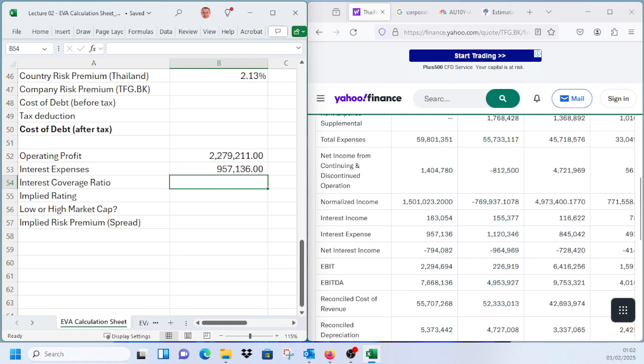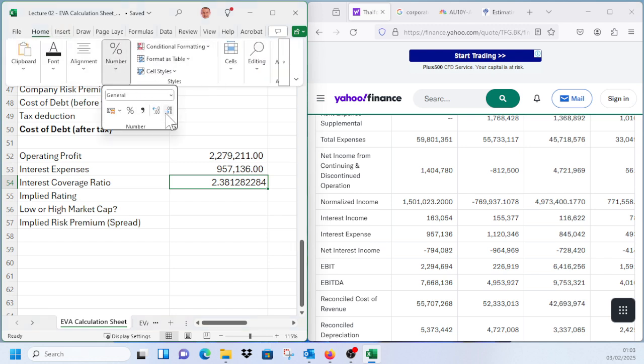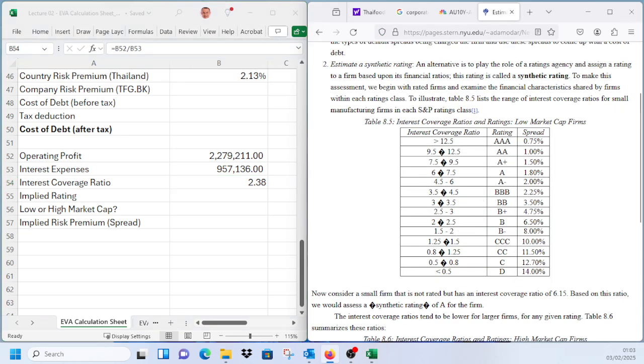And our interest coverage ratio, therefore, is the operating profit divided by the interest expenses. So it is this divided by this number, and we see, we can simplify this a little bit more. We're taking out some zeros here, but we come to 2.38. So basically what this tells us is the operating profit generated by Thai Foods Group is enough to cover the interest expenses by 2.38 times. And then if we look up here, 2.38 is somewhere between 2 and 2.5. That gives us an implied rating of a B. So we can put that here already. The rating would be B in this case.